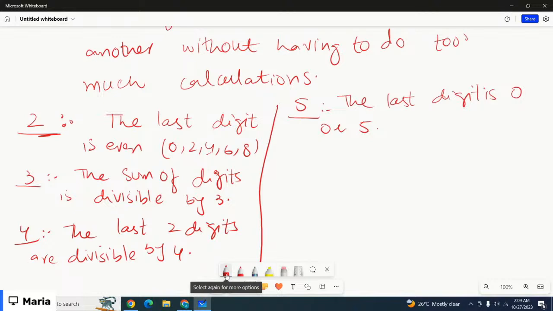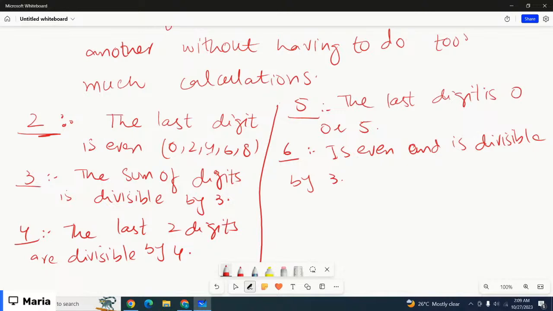Okay, the next one is the divisibility rule for 6. The divisibility rule for 6 is the number must be even and divisible by 3. If the number is even and is divisible by 3, that means the number is divisible by 6. That means if you apply the divisibility rules of 2 and 3 on a number and they both work, the number is divisible by 6.